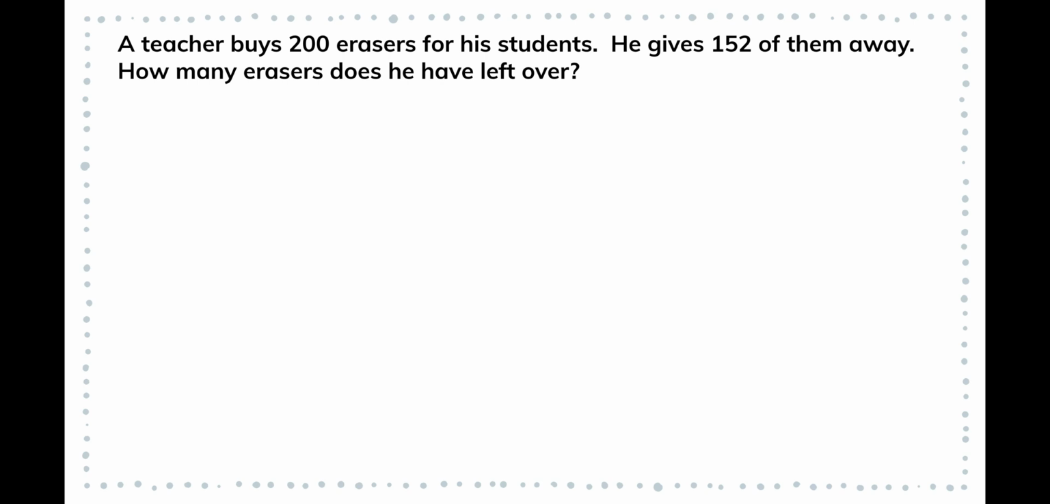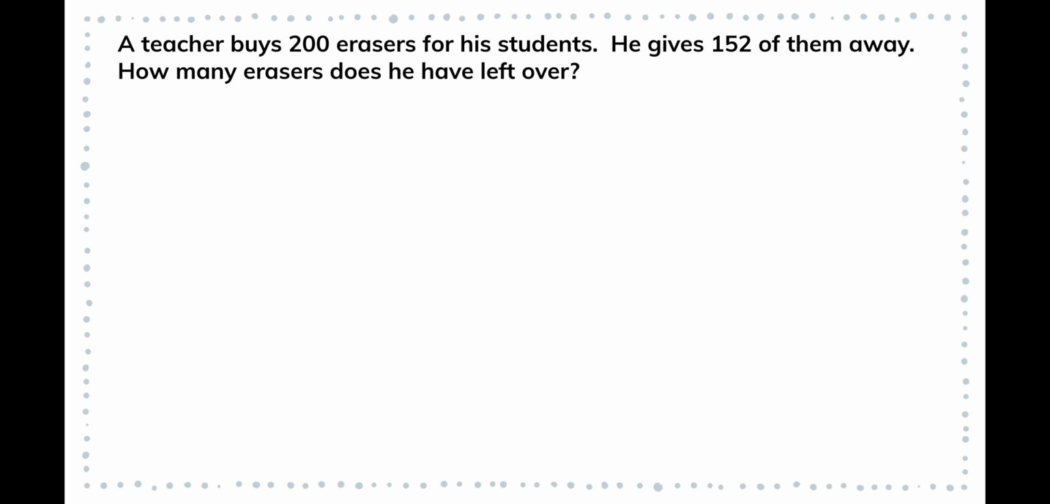It's important that we review this and get this in our mind because it's going to help us when we subtract across 3 zeros. So let me read the problem and we're going to solve this one together. A teacher buys 200 erasers for his students. He gives 152 of them away. How many erasers does he have left over?